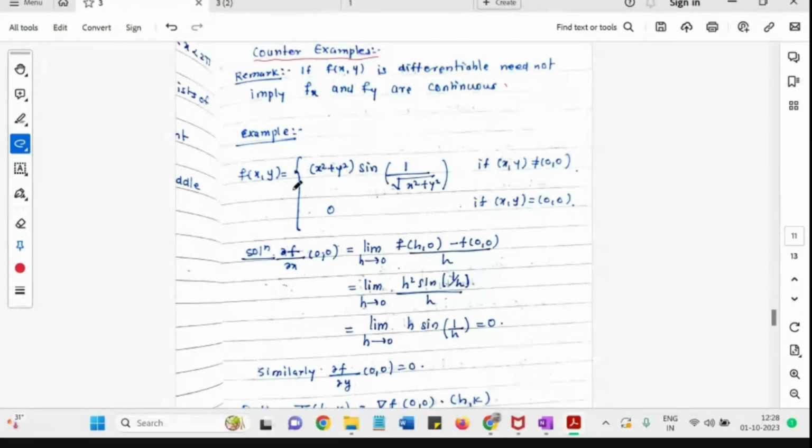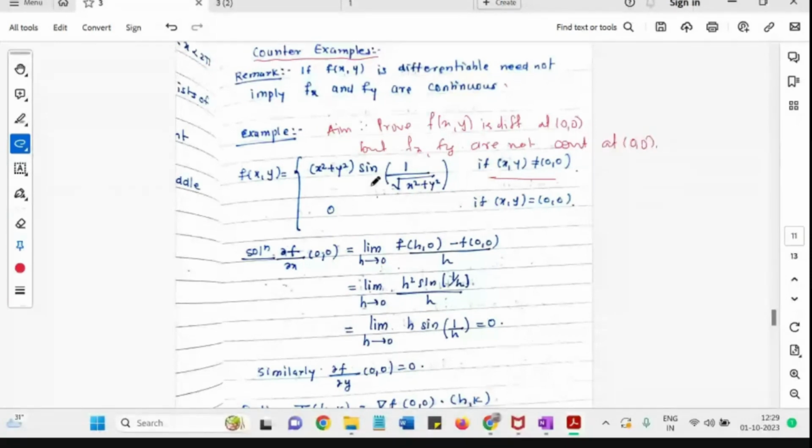So I have f of x comma y given by (x square plus y square) into sine of 1 upon under root x square plus y square if x and y are non-zero, and 0 if x and y are 0. Now in this case, I want to check the differentiability at the point 0, 0. My aim is to prove f of x comma y is differentiable at 0, 0, but f_x and f_y are not continuous at 0, 0.